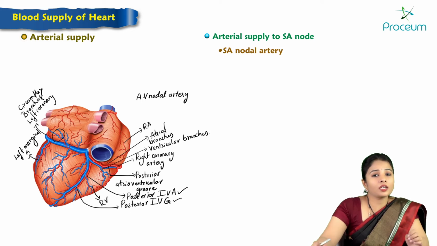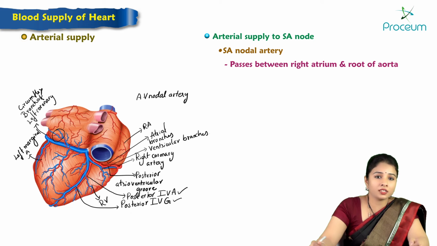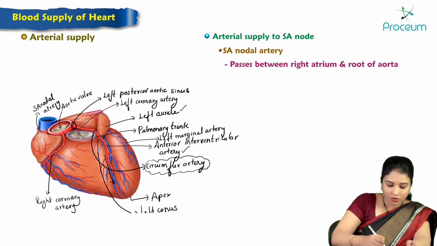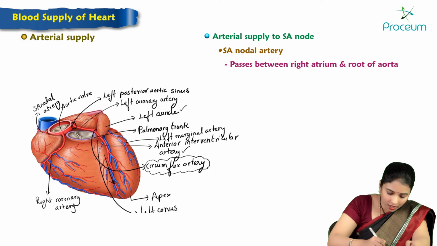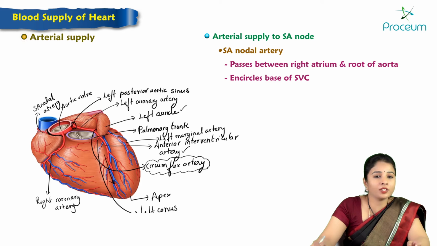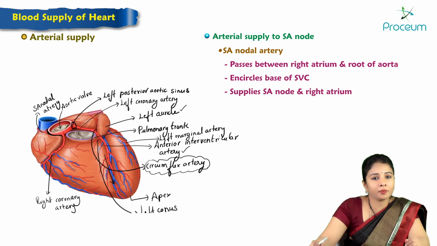So SA nodal artery passes between the right atrium and the root of the ascending aorta. So we see the SA nodal artery after it gets origin, it runs between the aorta and the base of the superior vena cava. It encircles the base of the superior vena cava to supply the SA node and also partly the right atrium of the heart.